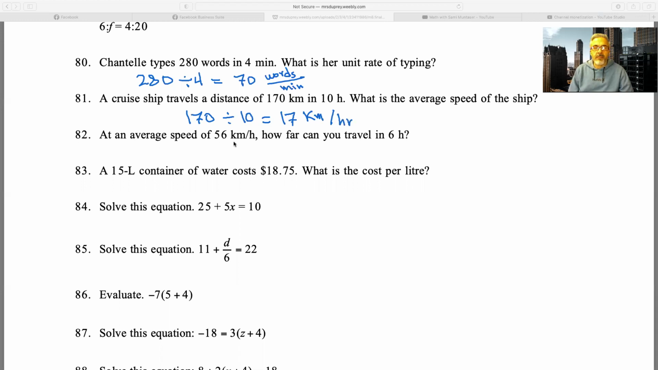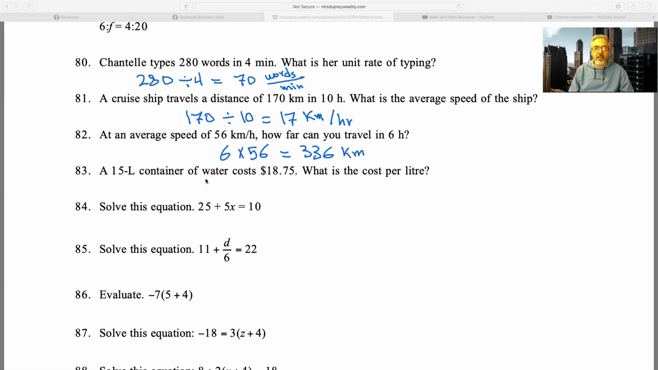At an average speed of 56 kilometers an hour, how far can you travel in 6 hours? So if you could travel 56 kilometers per hour and you want to find out how many kilometers you can travel in 6 hours, all you need to do is just multiply 6 times 56. So that's basically 336 kilometers in 6 hours.